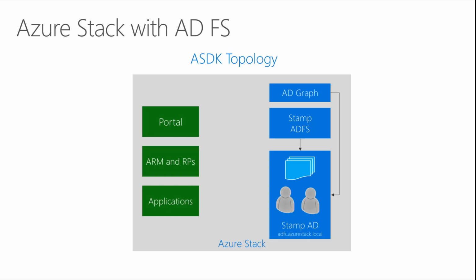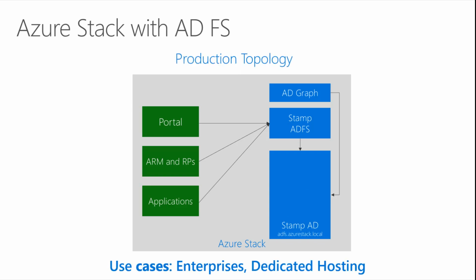As we said, when you deploy Azure Stack with this topology, communications will happen through the Active Directory graph, and users and groups will be created in the Azure Stack stamp Active Directory, which was built into that subsystem of the fabric. But when you go to production, customers may want to integrate their existing on-premises directory.